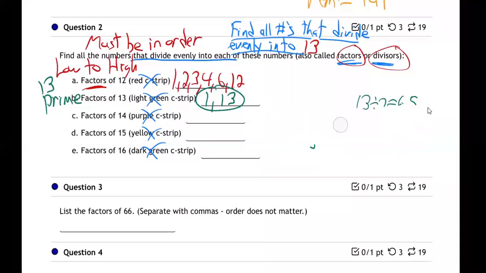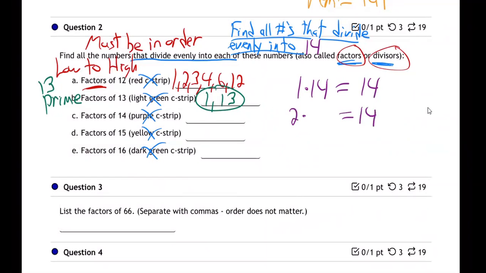So for 14, let's try to find all the numbers that divide evenly into 14. Start with 1 and go up to 2. 2 times what is 14? Too easy. You don't want to say 2 times 7, right? 2 times 7. 3, does 3 go in? Nope. You can try it in your calculator. 14 divided by 3 is, I don't know, 4 point something.